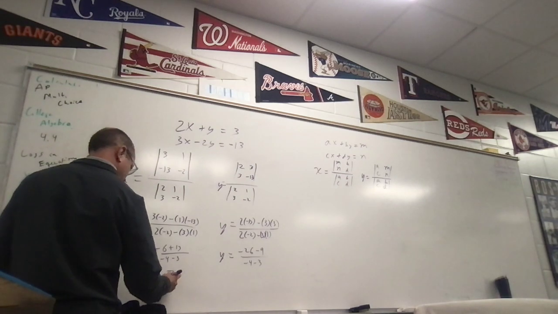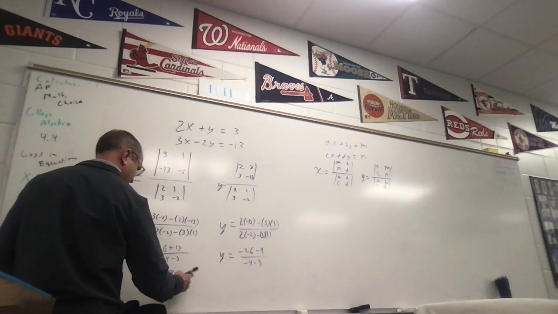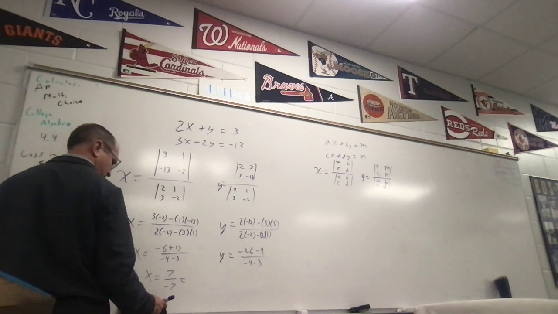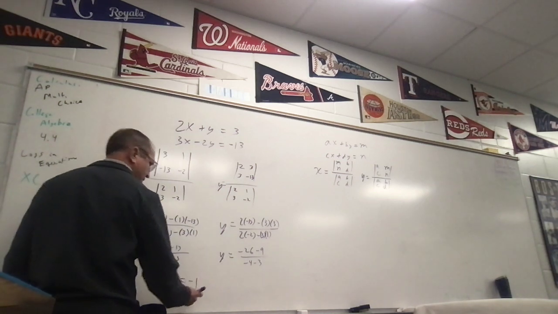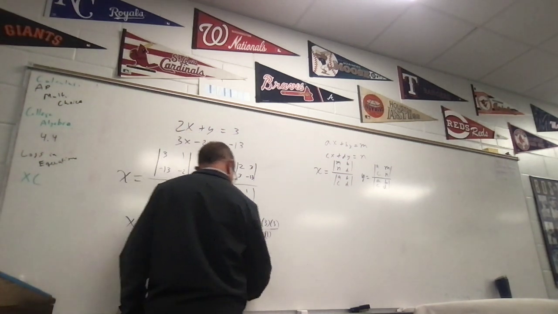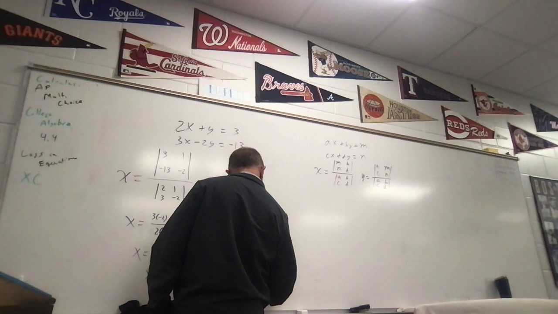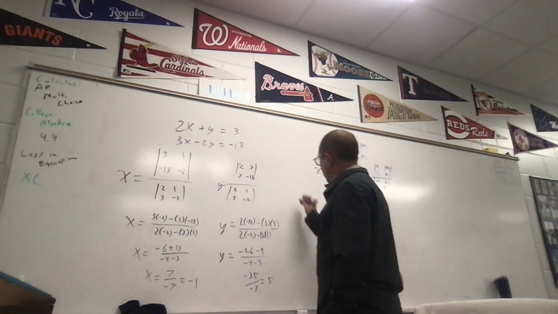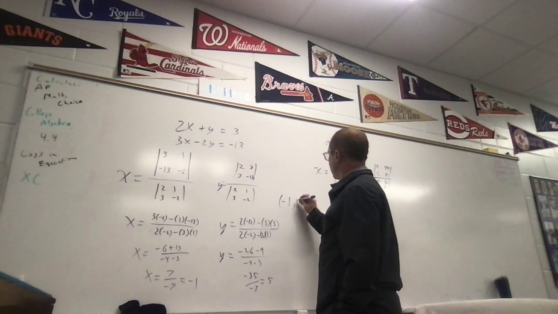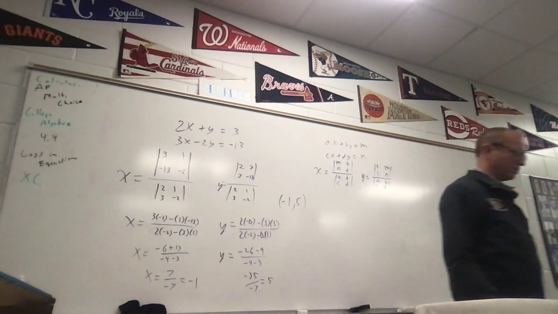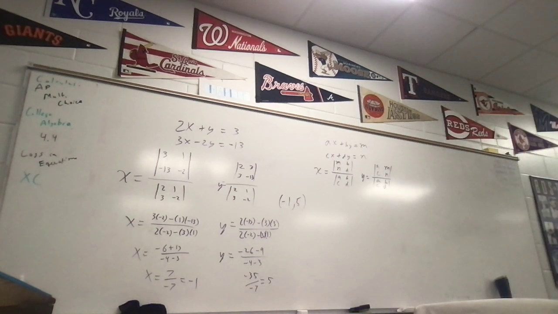7. So I have 7 over negative 7, which is negative 1. And then I've got negative 35 over negative 7, which is 5. So once again, I get negative 1, 5 is the solution. So we've had substitution, we've had Cramer's rule, and we've had elimination.